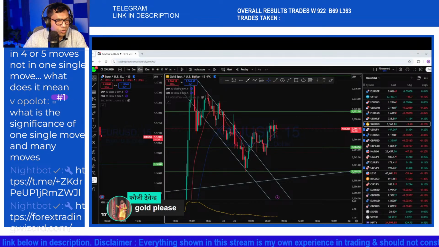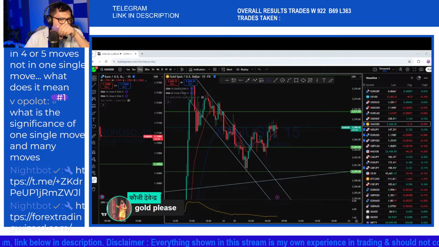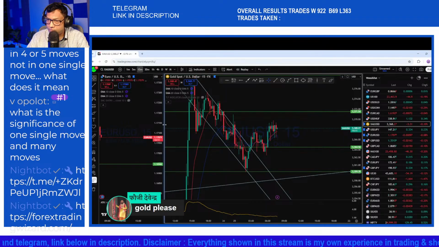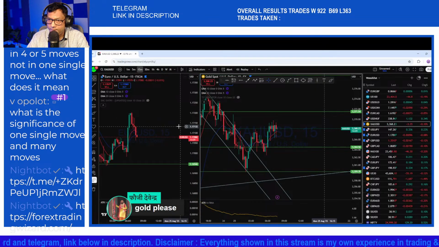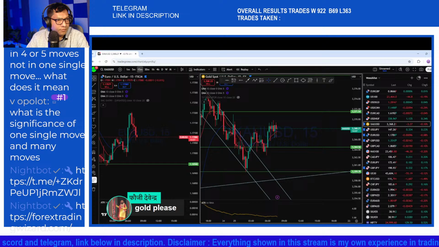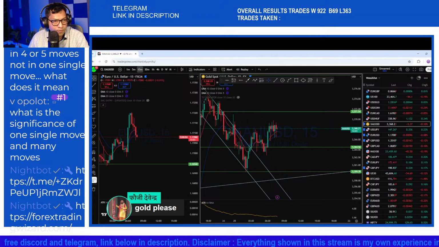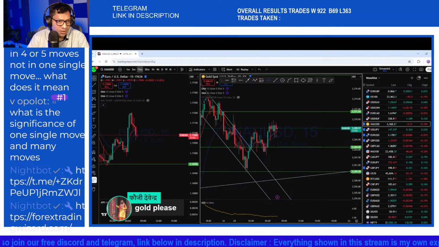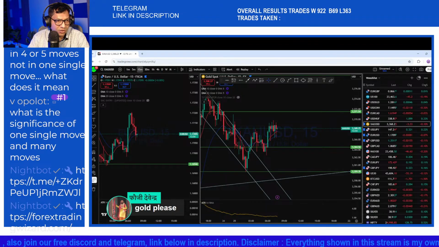If euro dollar moves to that point of interest in 4 to 5 moves, not in one single move, what does it mean? What is the significance of one single move and many moves? Okay.